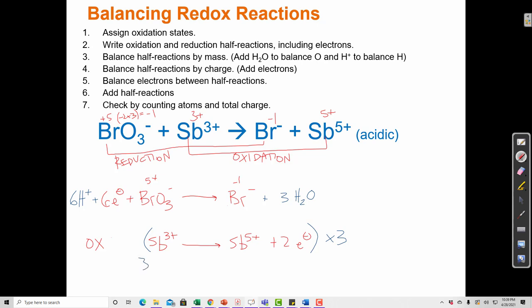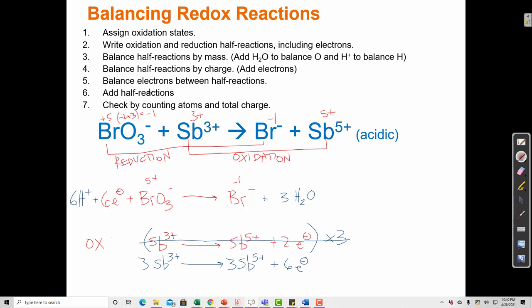So that's going to give me 3 antimony 3 plus, 3 antimony 5 plus, plus 6 electrons. All right, and multiply by 3, and now I have a new reaction down here where everything is 3 times bigger. Now, my 6 electrons and my 6 electrons match. So now, what I was doing was balancing by mass, which is part of balancing reactions, and balancing the electrons, which is going to help me balance the charge. And now that I have 6 electrons as reactants and 6 electrons as products, and those numbers are equal, now I can add my half reactions together.